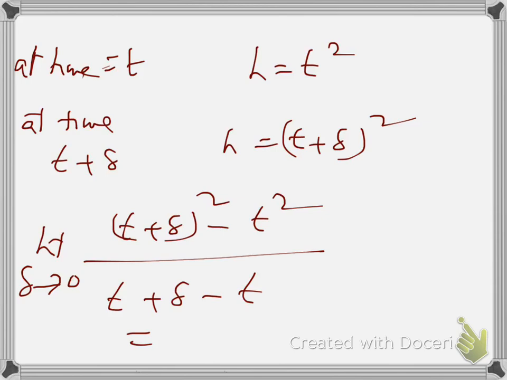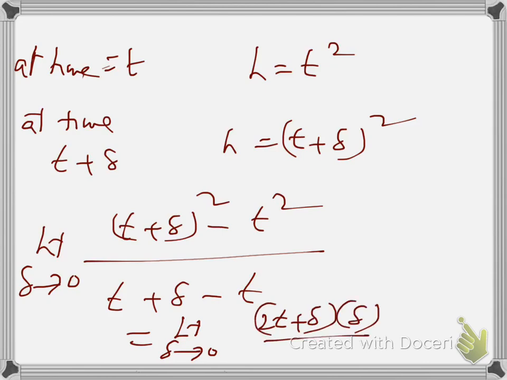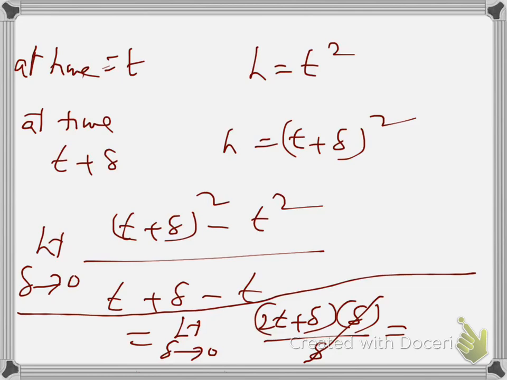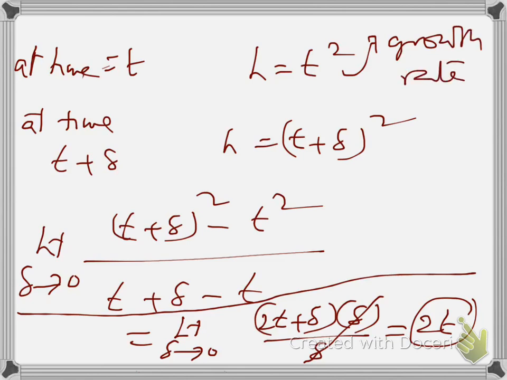So let's calculate this. So this will be limit delta tends to 0. Numerator you simplify. It's a square minus b square form. A plus b, that will be 2t plus delta, into a minus b, that will be delta, by delta denominator. Denominator is delta. Delta you can cancel. Why? Because it's only tending to 0. It's not exactly 0. So ultimately this value will tend to 2t. The tending value you catch hold of, that is called growth rate. So when the height was t square, growth rate was 2t.